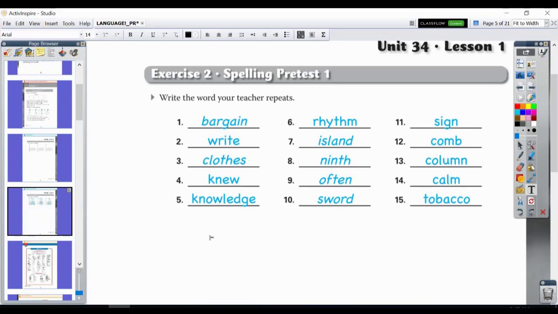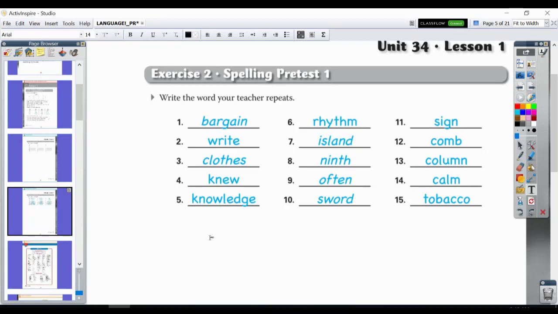K-N-O-W-L-E-D-G-E. Number 6, rhythm, R-H-Y-T-H-M. Number 7, island, I-S-L-A-N-D. Number 8, ninth, N-I-N-T-H. Number 9, often, O-F-T-E-N. Number 10, sword, S-W-O-R-D. Number 11, sign, S-I-G-N. Number 12, comb, C-O-M-B. Number 13, column, C-O-L-U-M-N. Number 14, calm, C-A-L-M. And number 15, tobacco.